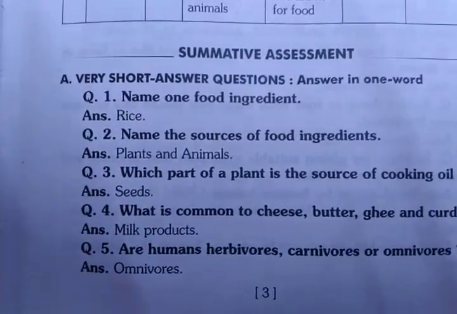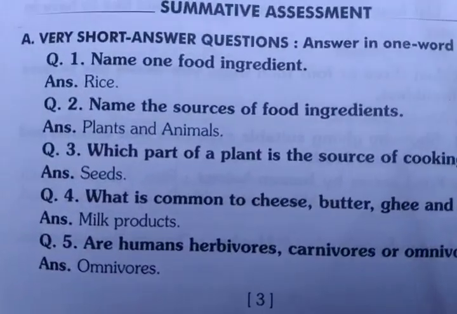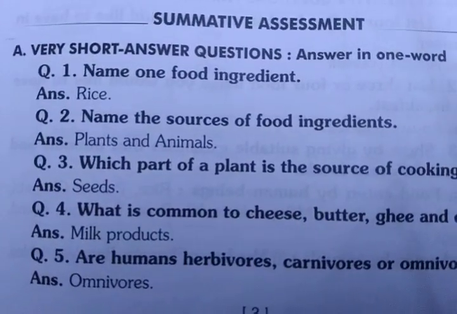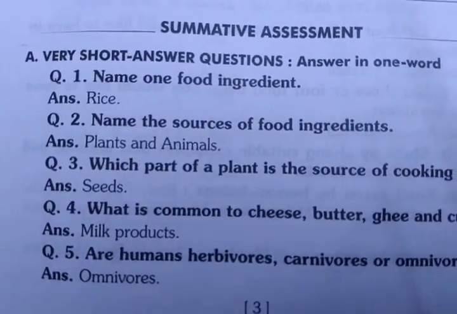Let's start with very short question answers. You can see here, name one food ingredient. Rice is one food ingredient. Name the sources of food ingredients. Plants and animals are the sources of food ingredients.